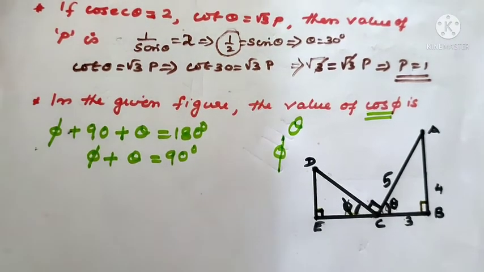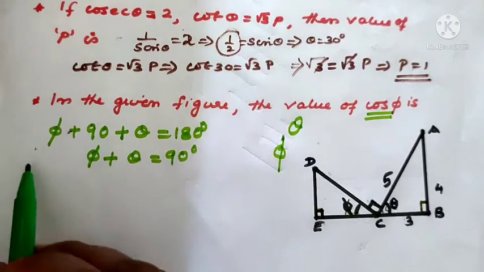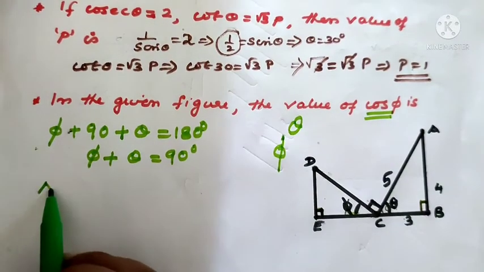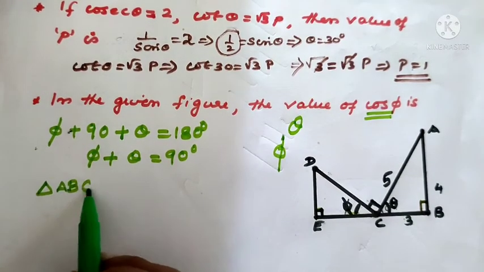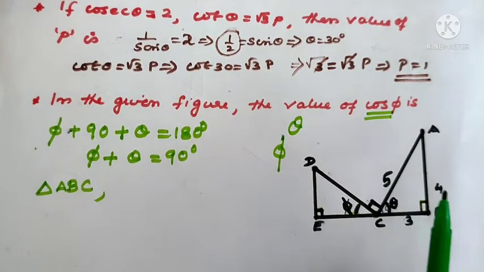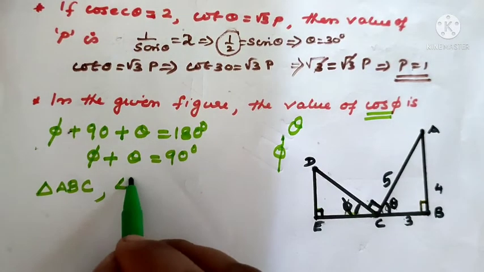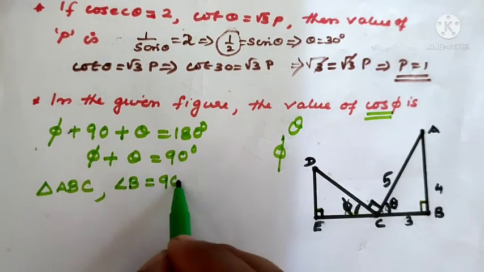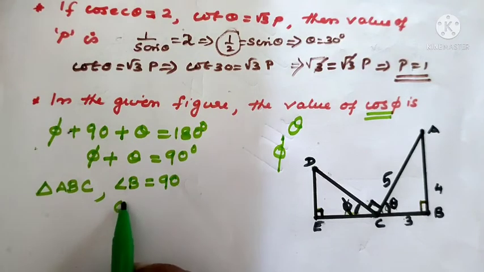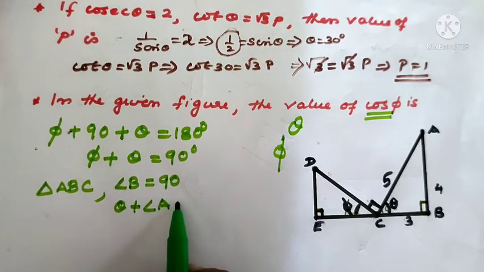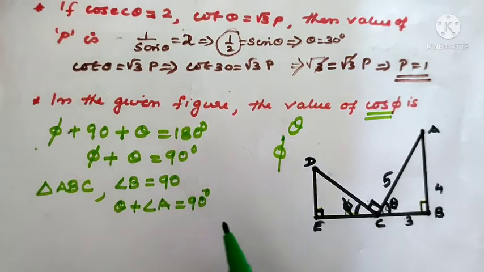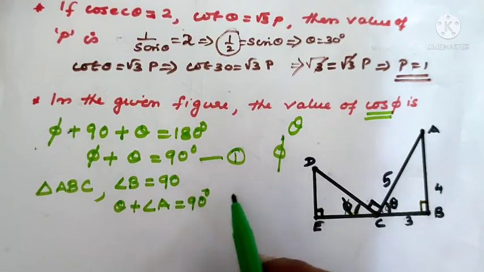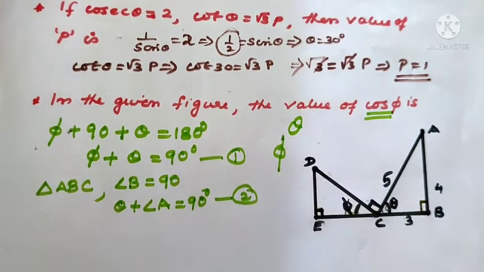So phi plus theta equal to 90 degrees, we got. This is our first equation. Now we are taking triangle ABC. What is special here in triangle ABC? If you take triangle ABC, all the side values we know. Angle B is 90 degrees only, right? Now, what is the next 90 degrees? If we consider theta plus angle A, that is equal to 90 degrees only. So here we got the first equation and here we got the second equation. Both are equal to 90 degrees only, right?